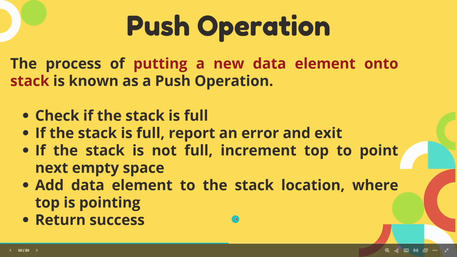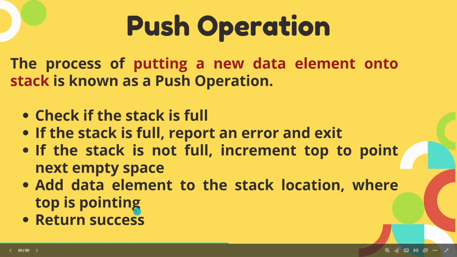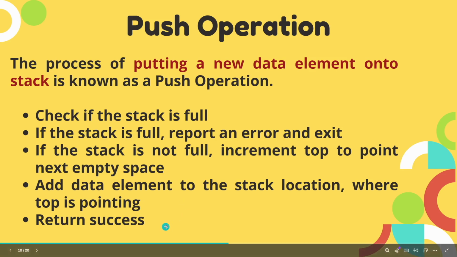If the stack is not full, then first I should do an increment operation, in such a way that top gets incremented by 1. It means now top points to an empty space in that array. In that empty space I can add the element, and thereafter top will be pointing to the newly added element, and finally we can return a success that the element has been successfully added onto the stack.